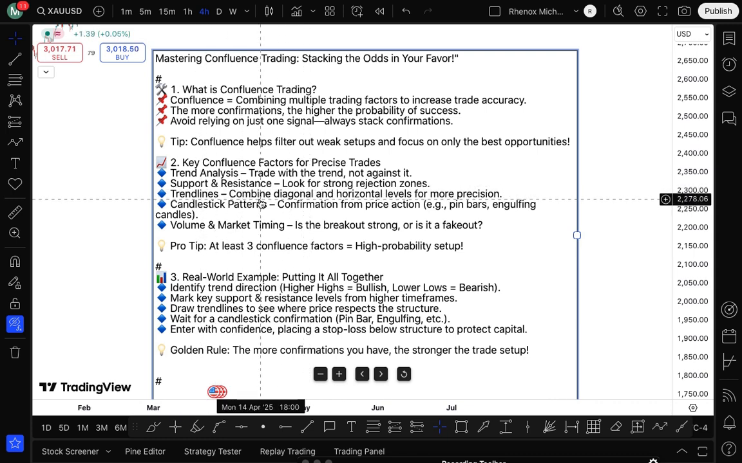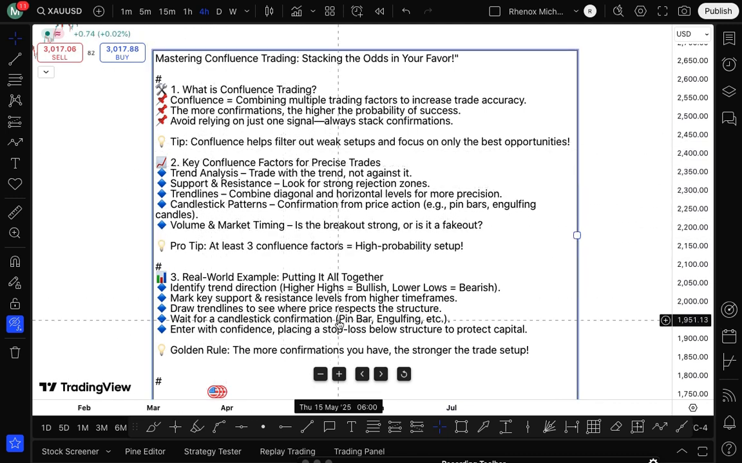Then for your trend lines, you combine either you are in a range or you find out which trend the market is in. Either the market is trending upwards or the market is trending downwards. You can use your trend lines to mark or confirm whichever trend you are expecting the market to head to. Then we have candlestick patterns. Confirmation from price action. That is, you are waiting to see your pin bar, or a marubozu, or probably an engulfing. Understand? You also take that as a confirmation.